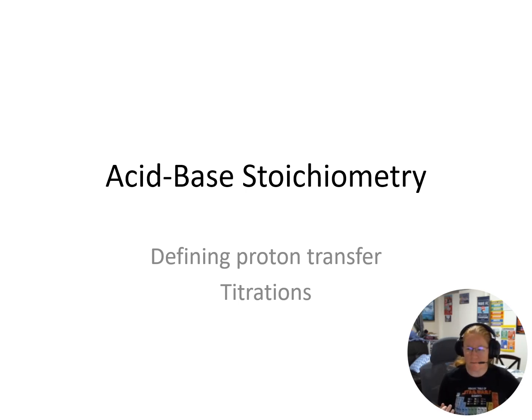A lot of acid-base reactions require us to do some calculations with them. So we're going to look a little bit at what acid-base reactions are, and then we'll do some of that calculation stuff with some titration calculations.